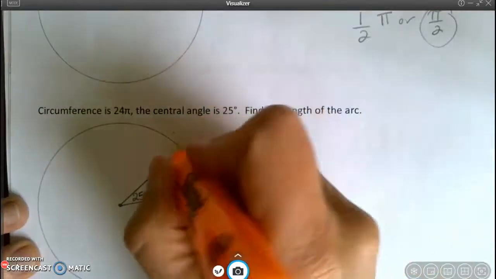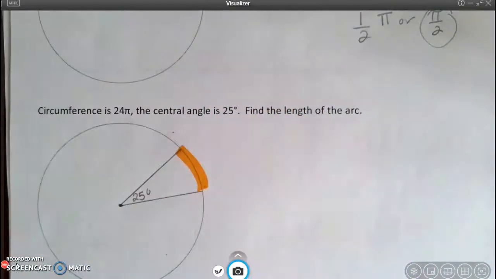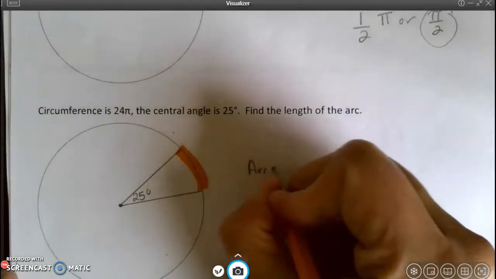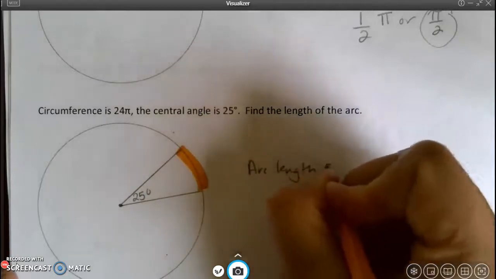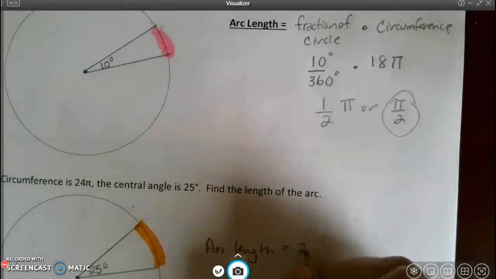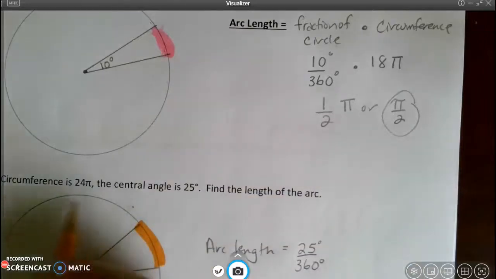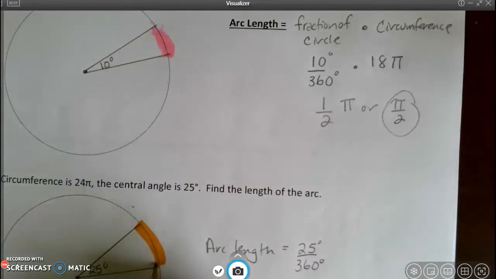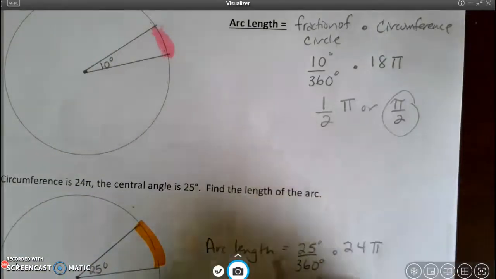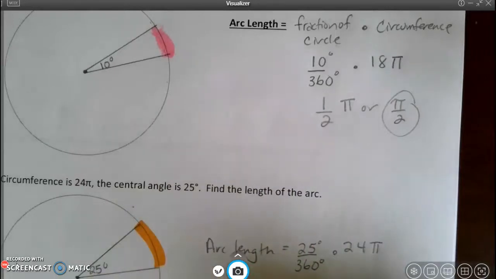And I'm looking for the length of this arc. So again, my arc length is going to equal my fraction of my circle, which is 25 out of 360 degrees, because the entire circle, the whole circumference, would be 360 degrees, and I only want to look at 25 out of the 360, times the 24 pi. Again, I'm going to leave pi in the answer.